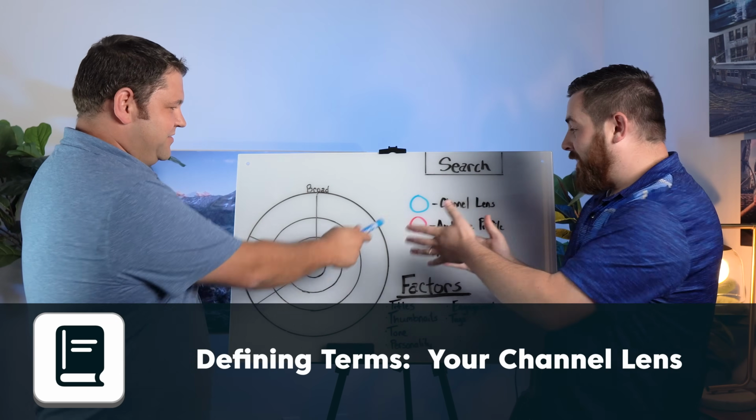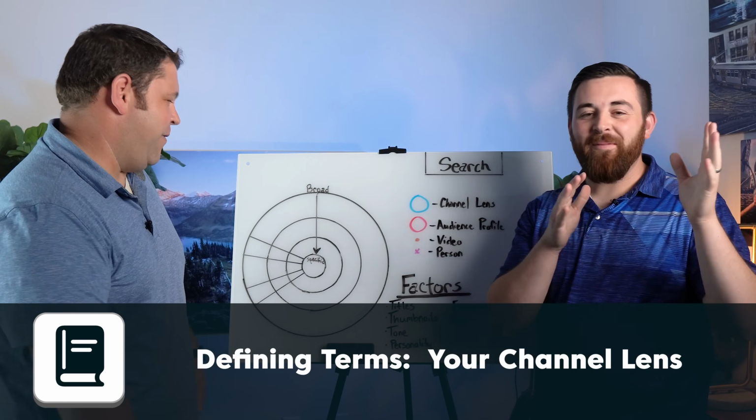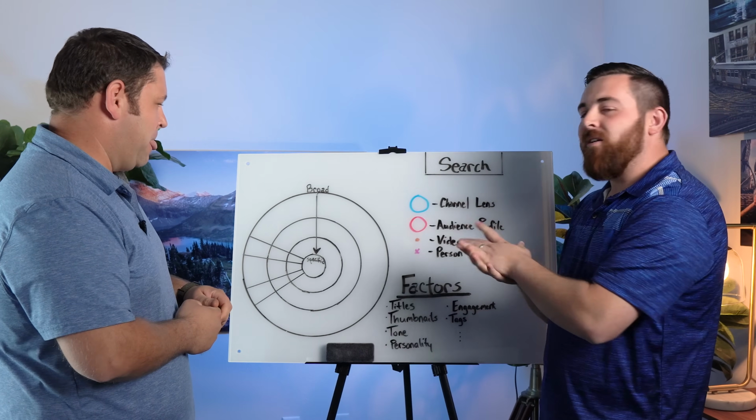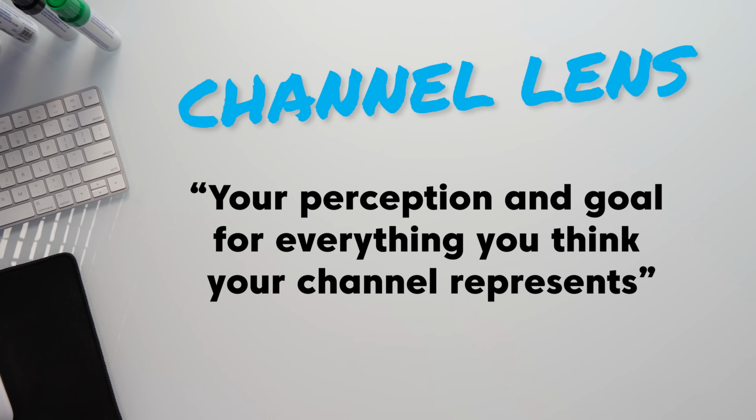Okay, let's define a term here: channel lens. We're going to use the blue marker, and we'll be drawing some circles on our little diagram. Channel lens represents what you are shooting for with your channel, what you think your channel is about, what you think your videos are about, everything that is your perception of your channel.